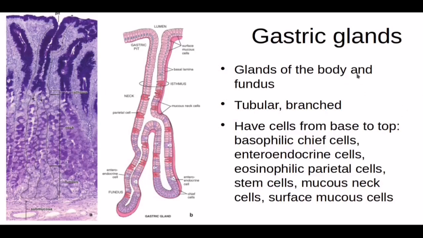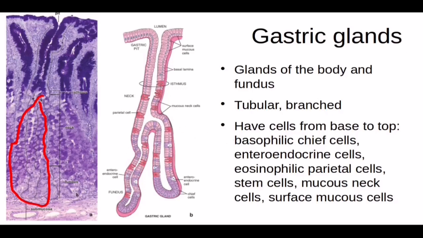So for the gastric glands, these are glands of the body and the fundus of the stomach. These are mainly tubular and branched. You can see here, this is our gastric gland. These are mainly tubular and branched. You can see this one here. These are the cells which we find in the gastric gland. This is where we find most of the cells.